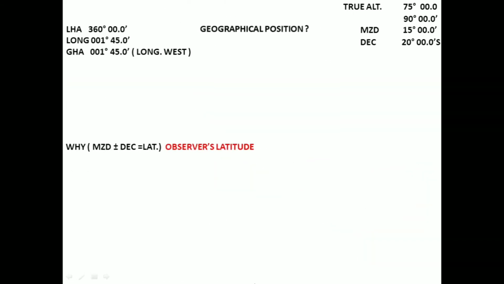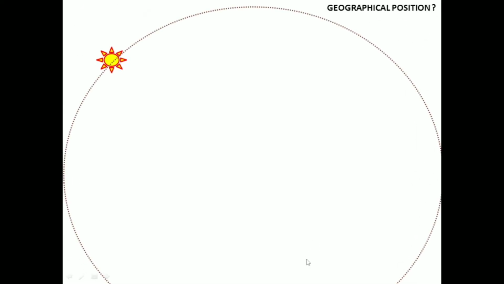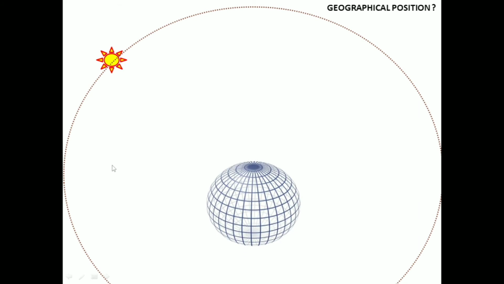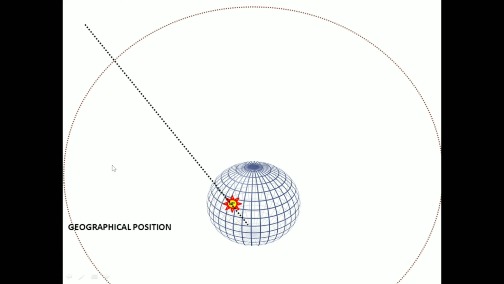Now, why did we call this the observer's latitude? Mark my word, observer's latitude, not just the latitude. Why did it become that? Let's start off with the geographical position. What is the geographical position? We have discussed it earlier also. Here I'm just trying to show you the celestial sphere with the celestial body and the Earth. If I draw a line from the center of the Earth, wherever this line cuts the Earth, that is the geographical position of the body.